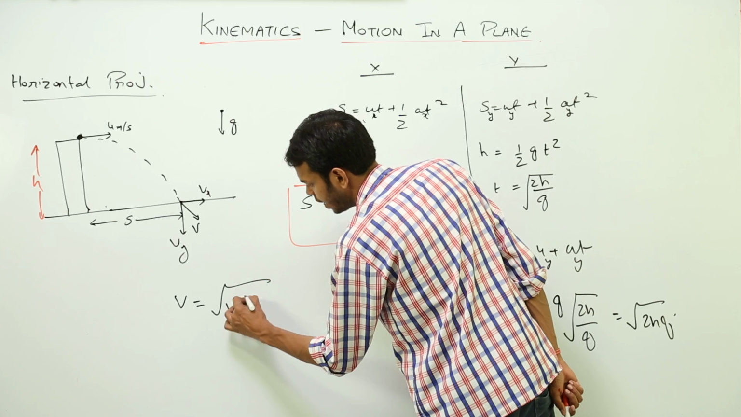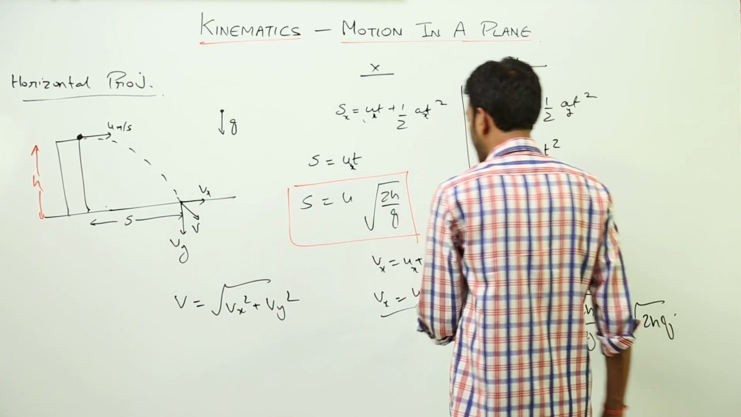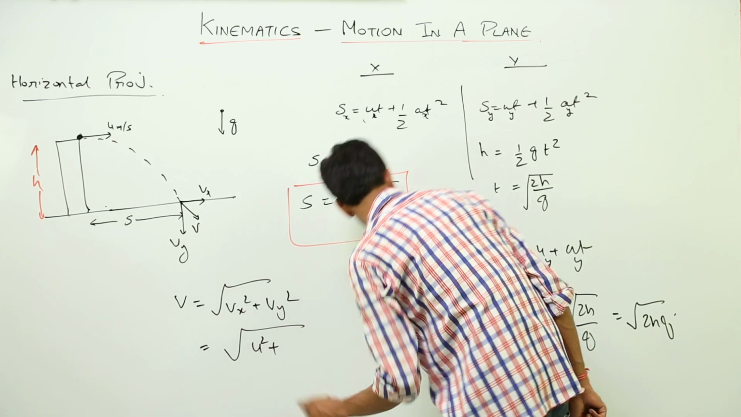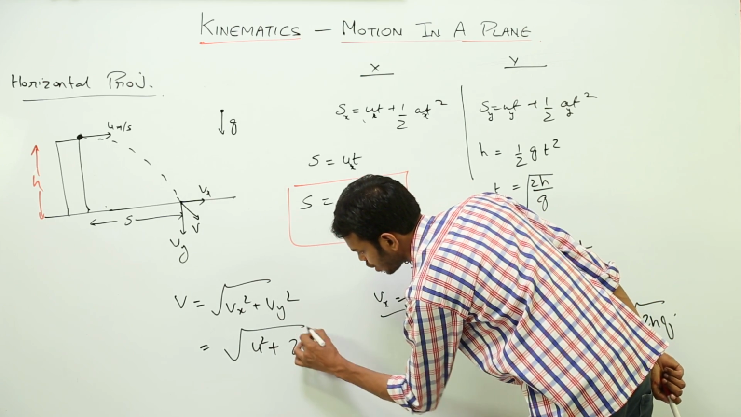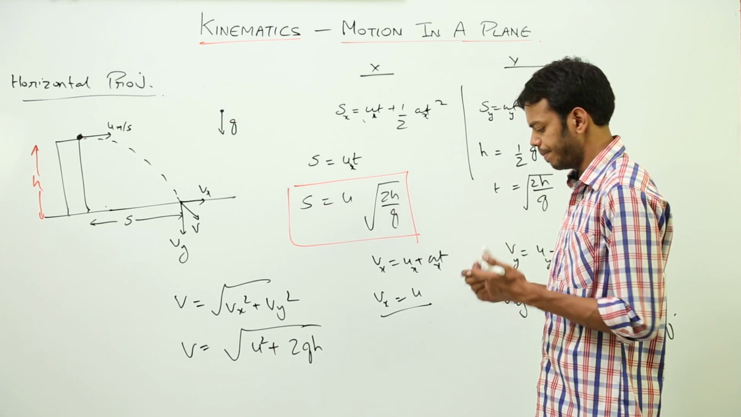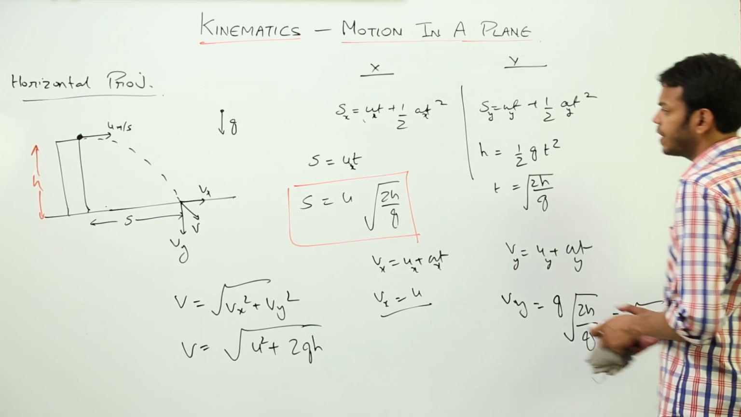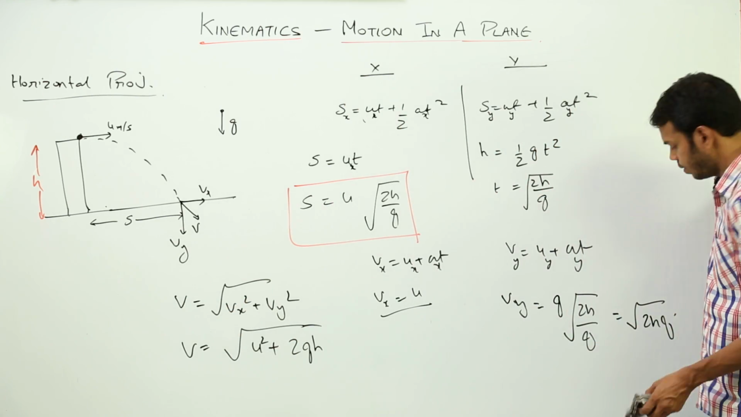Under root vx square plus vy square. So we have, this is under root u square plus this one square, so 2hg or 2gh. This is the formula for final velocity with which the object strikes. Now let's do the same thing with some values. Okay, I hope you have all noted it down.